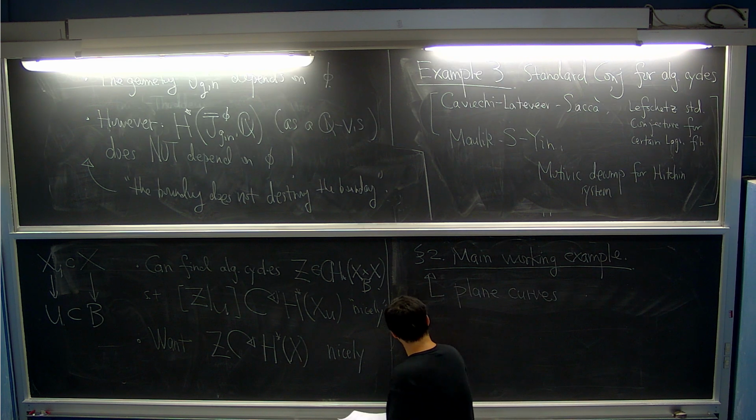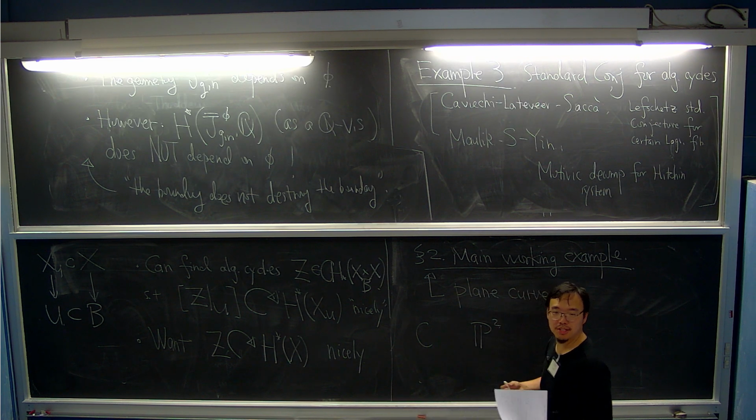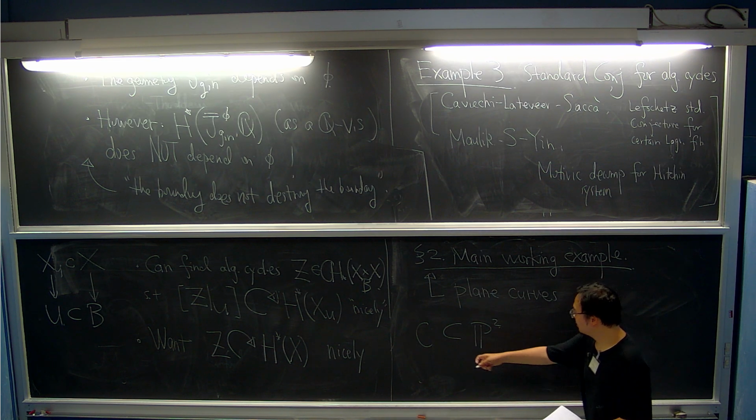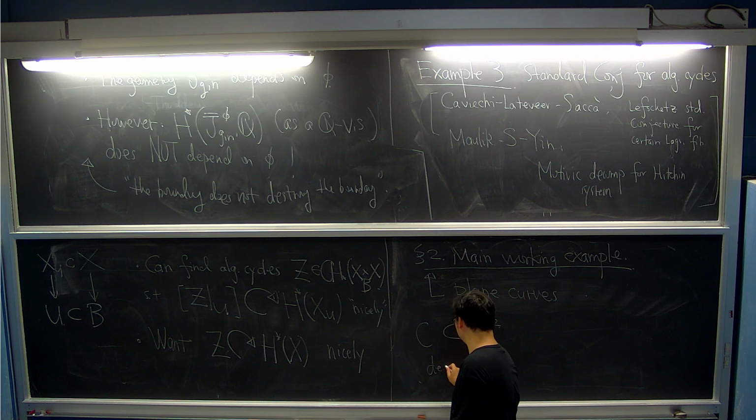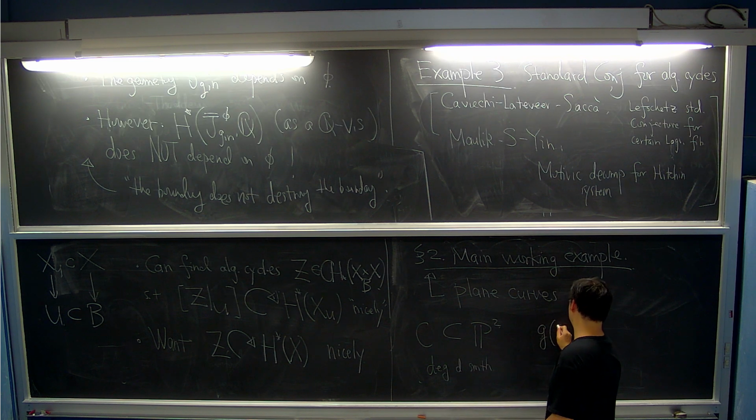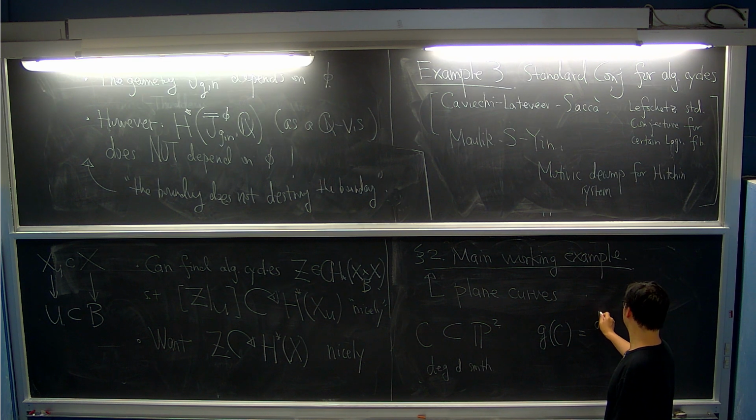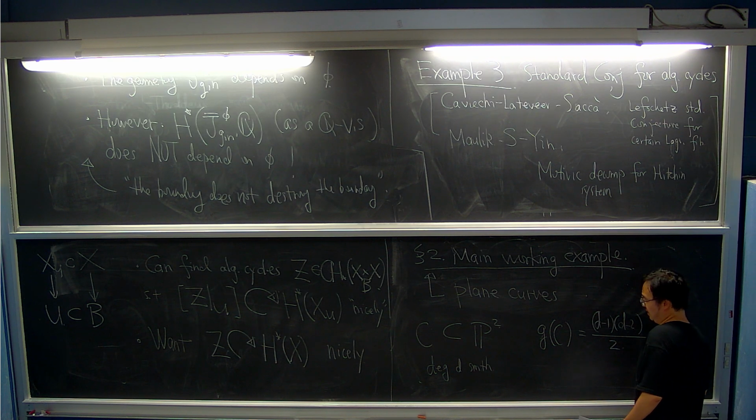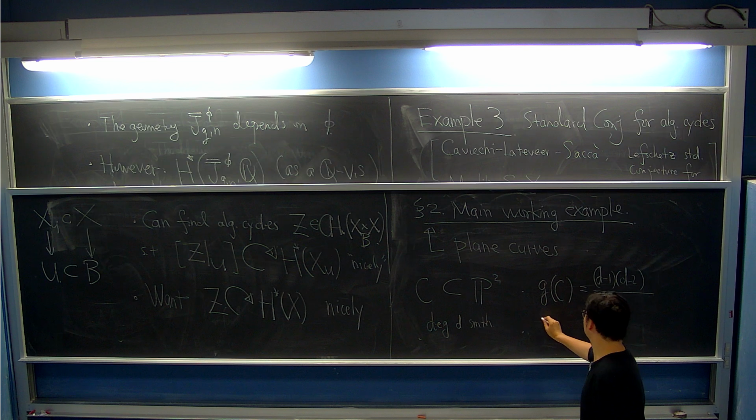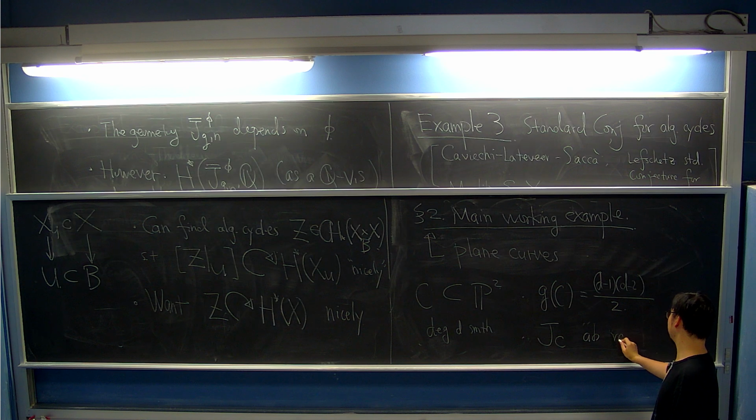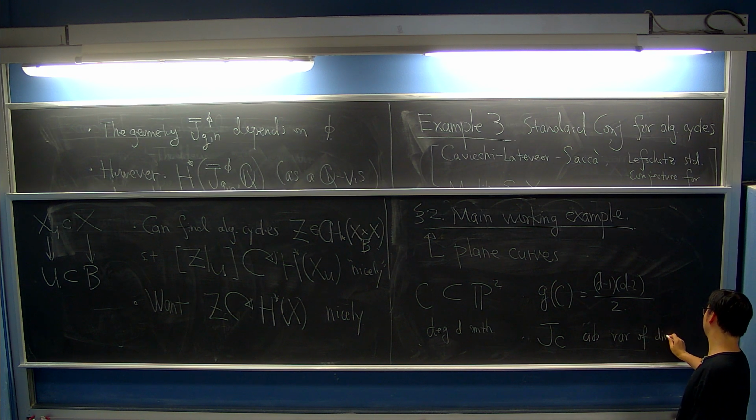So let's see. In algebraic geometry, one of the first objects we look at are curves in CP2. If we consider a curve in CP2 which is of degree D and smooth, then by the very first course in algebraic geometry, we know this is a Riemann surface of genus (D-1)(D-2)/2. And also we can consider its Jacobian variety, which is the abelian variety of dimension g.